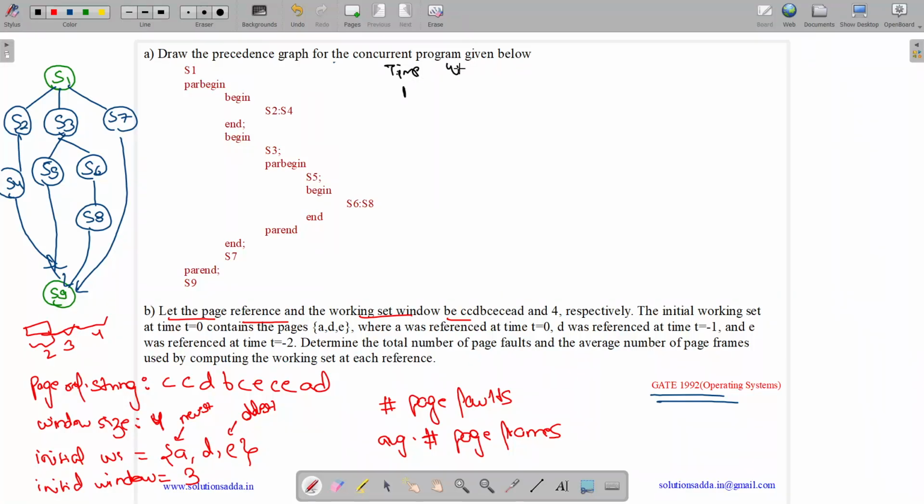We have the working set window. Initially it had A, D and E at time 0. We need to maintain a notation, so let us assume the newest one is kept on the right. So we had A, then before this D, then before this E. We have whether it is a hit or a miss, as we need to count the number of page faults. Then we have the current window size. What was the initial window size? It was 3.